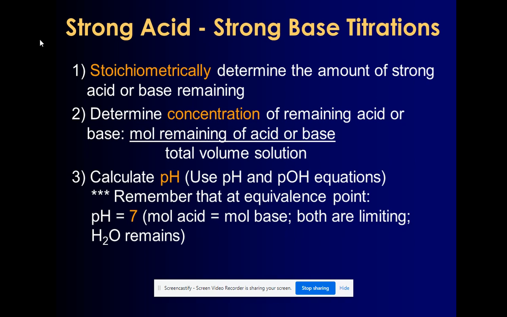If both reactants, both the strong acid and the strong base, are equally consumed, they're both limiting, then the only component that we will have in our mixture that has any acid-base quantities would be water. And water, being neutral, would have a pH of 7. And you don't have to go any further than that.